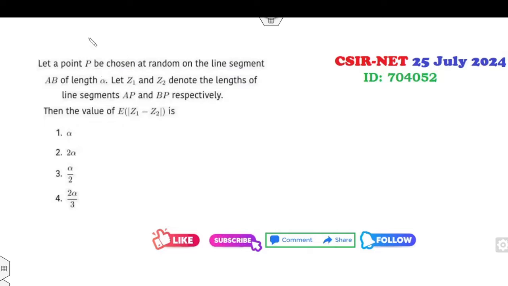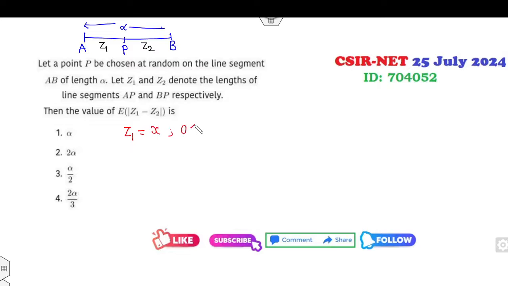Let P be a point chosen on the line segment AB, which is of length alpha. For any point P, the length is alpha. Let Z1 and Z2 denote the lengths of AP and BP. Then your target is to find the expected value of the modulus of Z1 minus Z2. Very simple. What is Z1? Instead of Z1, I consider X.